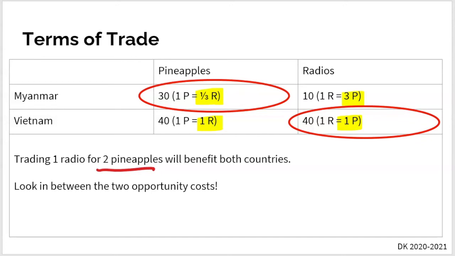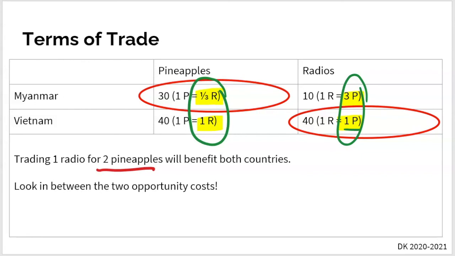Why? To figure out an acceptable terms of trade, we just have to look in between the two per unit opportunity costs. It doesn't really matter which one we look at, but let's look at radios because it has two whole numbers, 1 and 3. For the production of radios, Myanmar is giving up 3 pineapples and Vietnam is giving up 1 pineapple. So an acceptable term of trade is anything in between 1 and 3. For 1 radio, they're willing to trade 1.1 pineapples, all the way up to 2.9 pineapples. That is an acceptable term of trade for both countries.